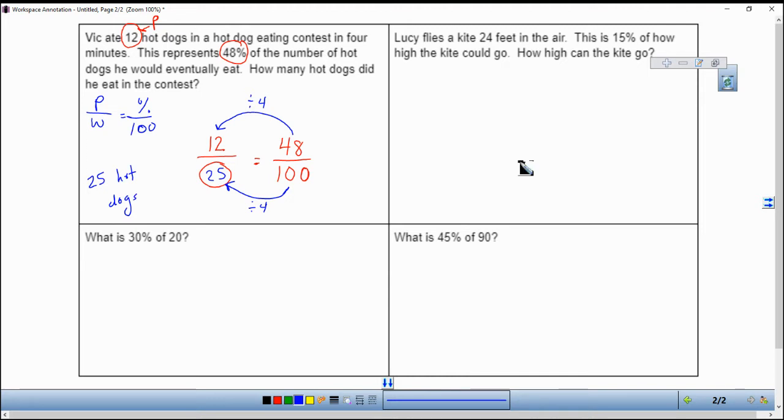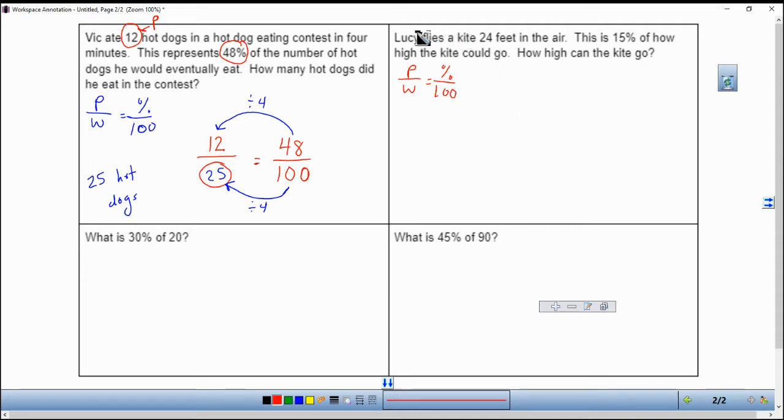Perhaps a decade. Okay, let's talk about Lucy and the Kite. If you want to try this one on your own, you can pause the video and try it on your own, or you can just go ahead with me and try it. That's fine. Let's do part over whole equals percent over 100.